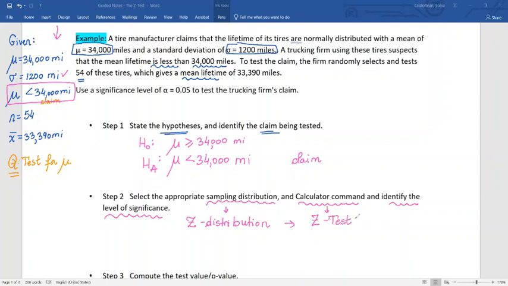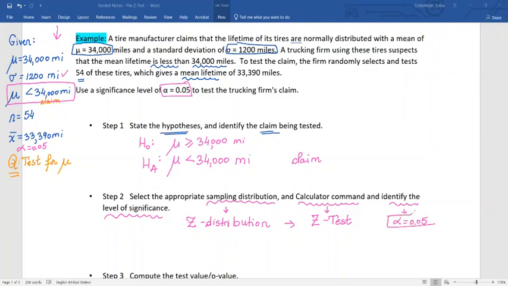And then, which one is the level of significance? The level of significance is right here. I should have put it down among the given information. It's right there. So I will just simply write down alpha is 0.05.